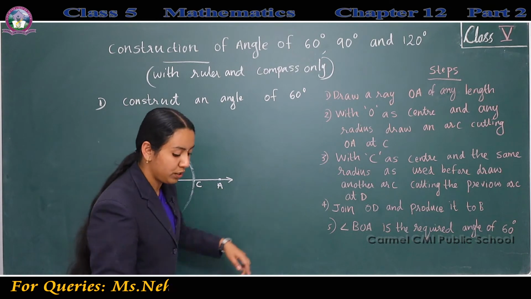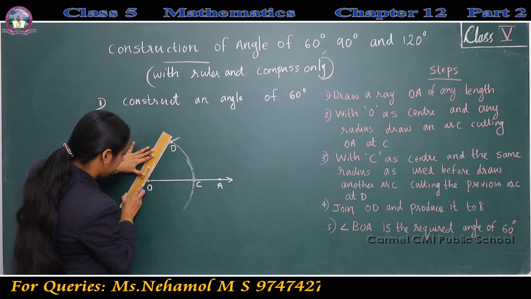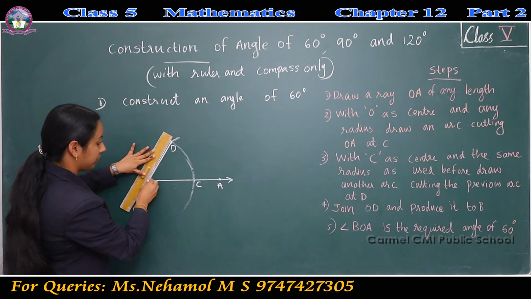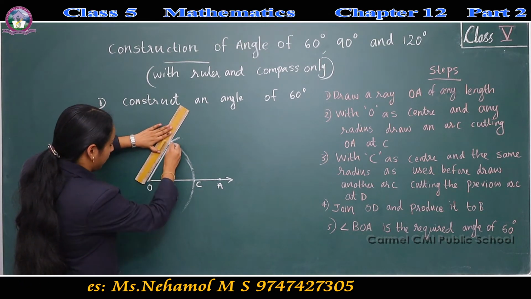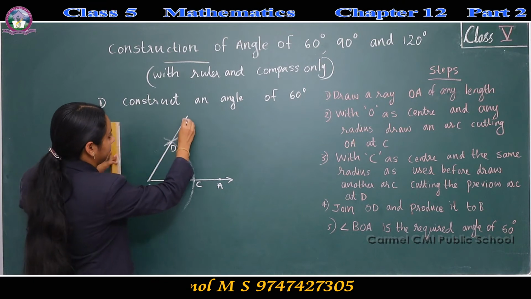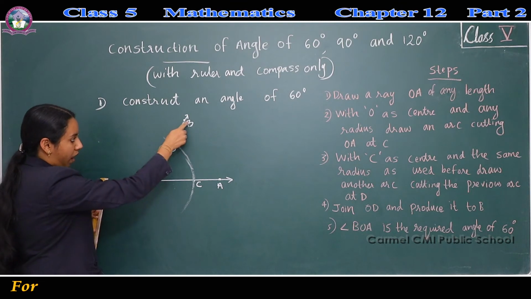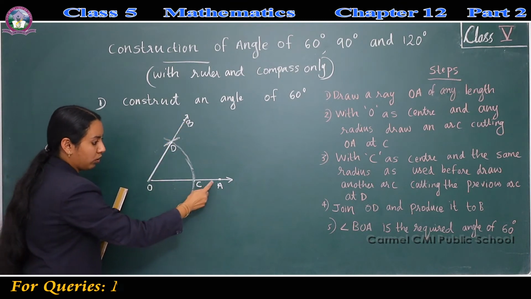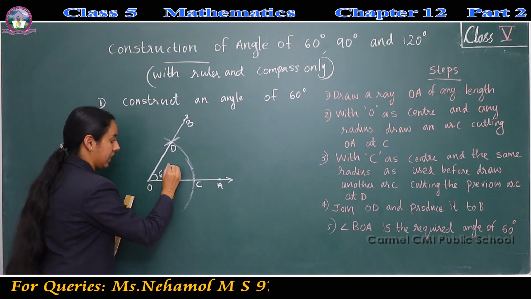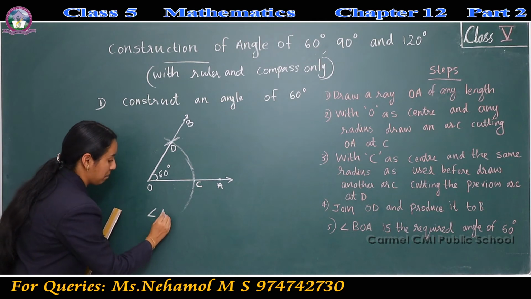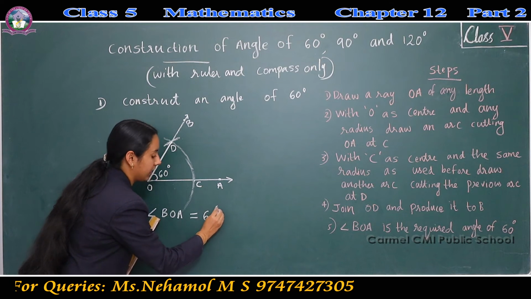Now join OD, and we can extend this OD to B. Now angle BOA is 60 degrees. So that means angle BOA will be 60 degrees.